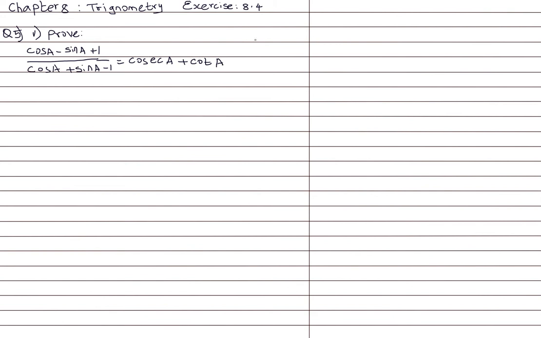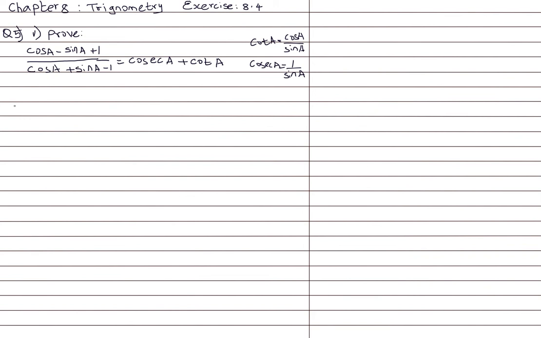Cot A is equal to cos A divided by sin A. And we also know that cosecant A is equal to 1 by sin A. So in both of them we have denominator as sin A, and in the numerator we have cos A and 1. So what we can do is we can multiply and divide by sin A, or we can divide by sin A in the numerator and denominator.